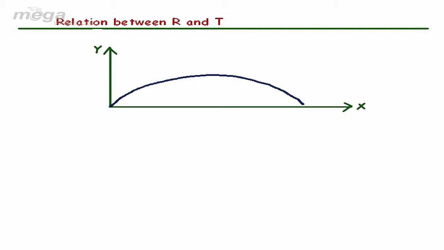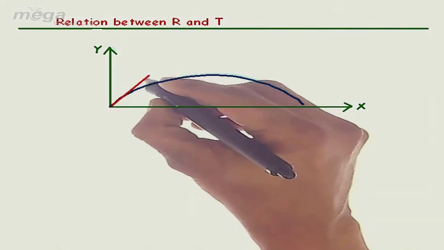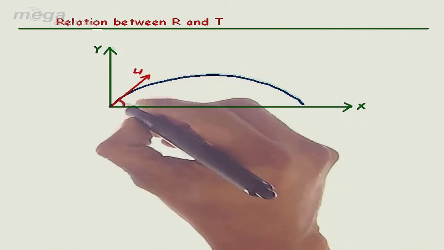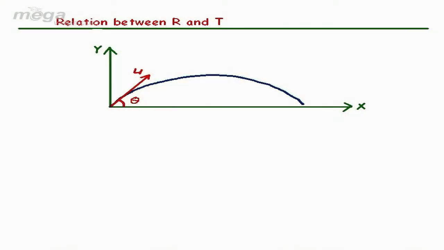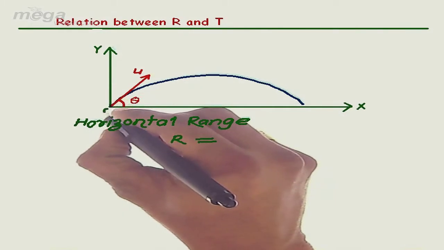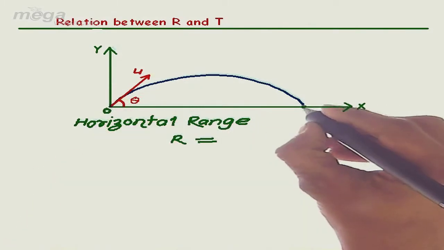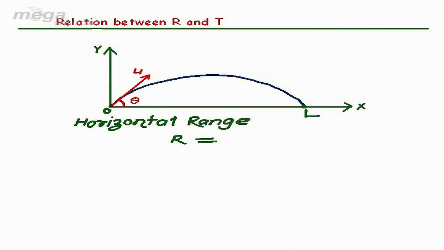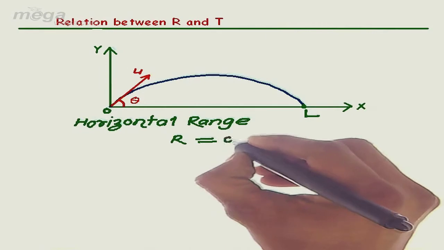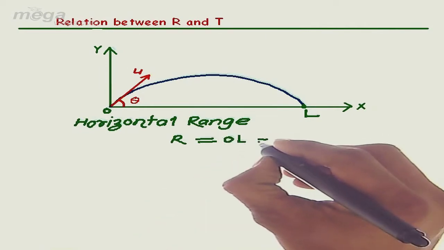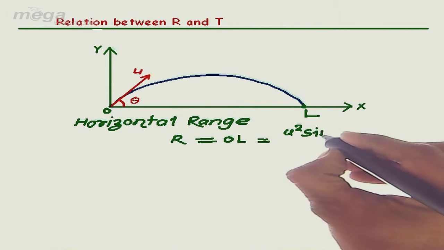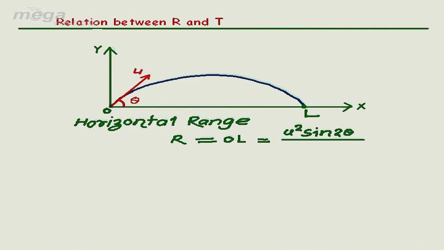What we have been given is velocity of projection u at an angle theta with the horizontal. What we know about this projectile is its horizontal range, which is basically the distance from this point O to this point where the projectile lands. So the horizontal range R, which is equal to OL, can be given by u square sine 2 theta divided by acceleration due to gravity g.